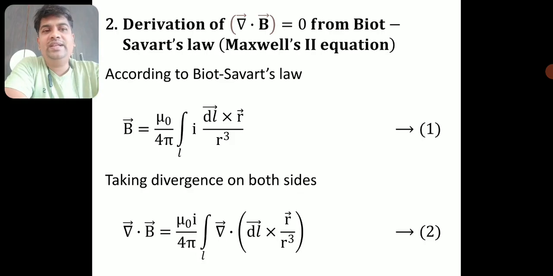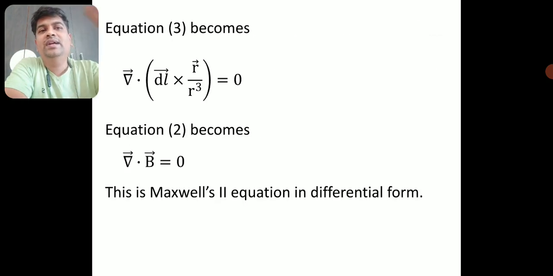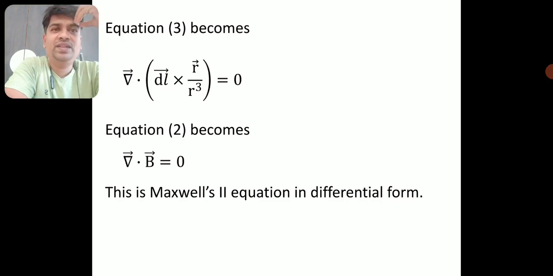I mean to say the right hand side of equation 2 becomes 0, because the quantity which is inside the integral is going to be 0. Therefore the right hand side is 0. The divergence of dl cross r by r cap is 0. Therefore equation 2 becomes divergence of B equals 0. So this is the second Maxwell's equation.